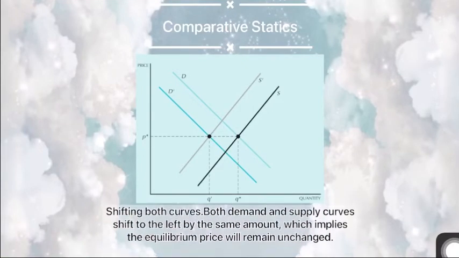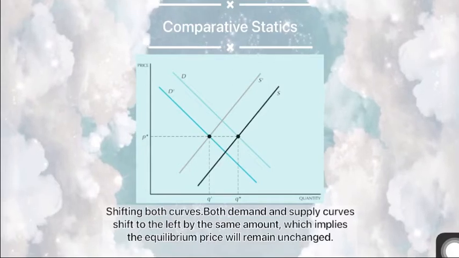Shifting the curves, both the demand and supply curves shift to the left by the same amount, which implies the equilibrium price will remain unchanged.